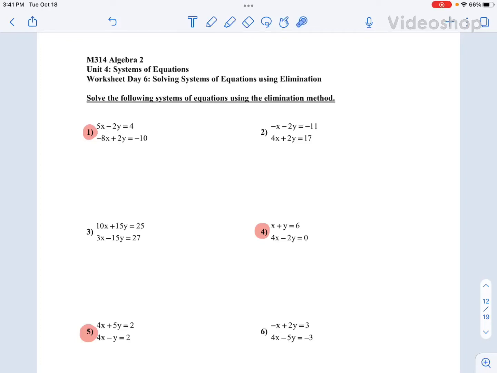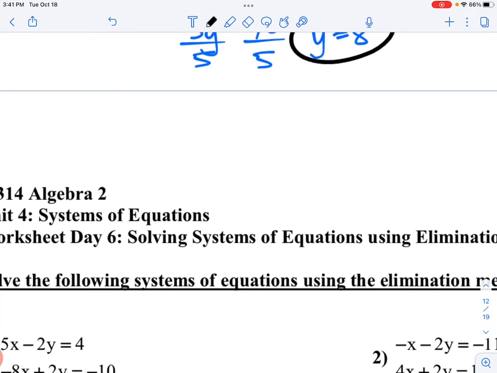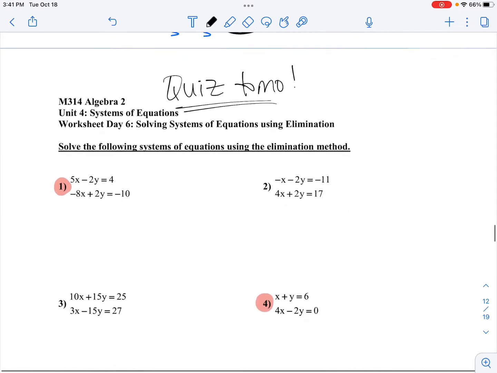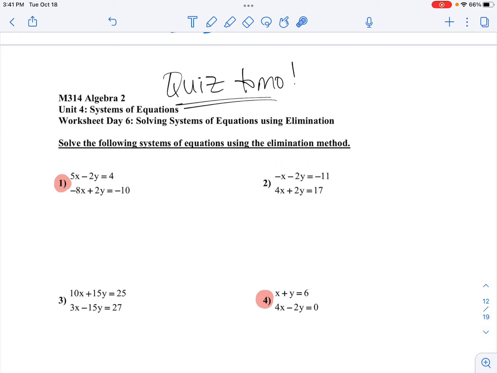All right, guys, we are on day 6. And remember, this is also a review worksheet. We have a quiz tomorrow. Okay, so I'm going to do a couple elimination problems like we did yesterday in class to refresh your memory. I'm going to do one substitution problem and one graphing problem.